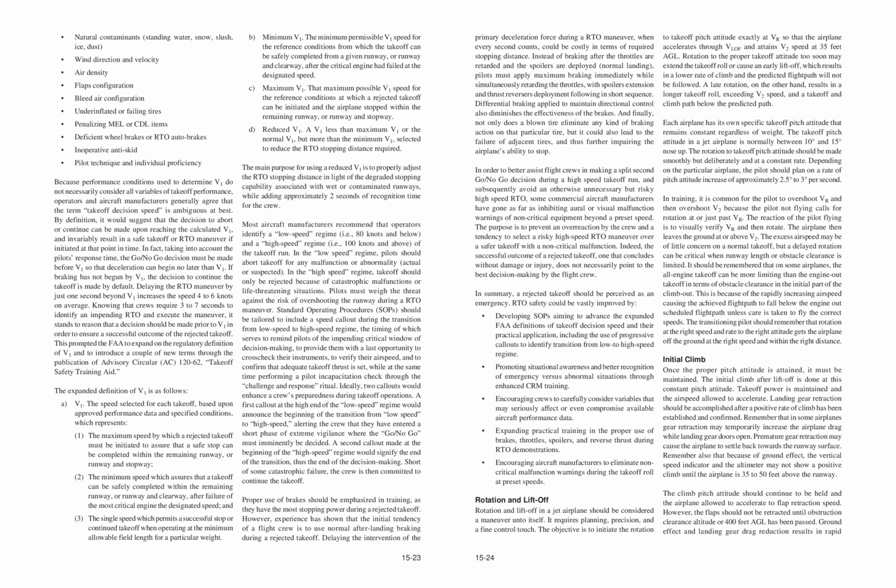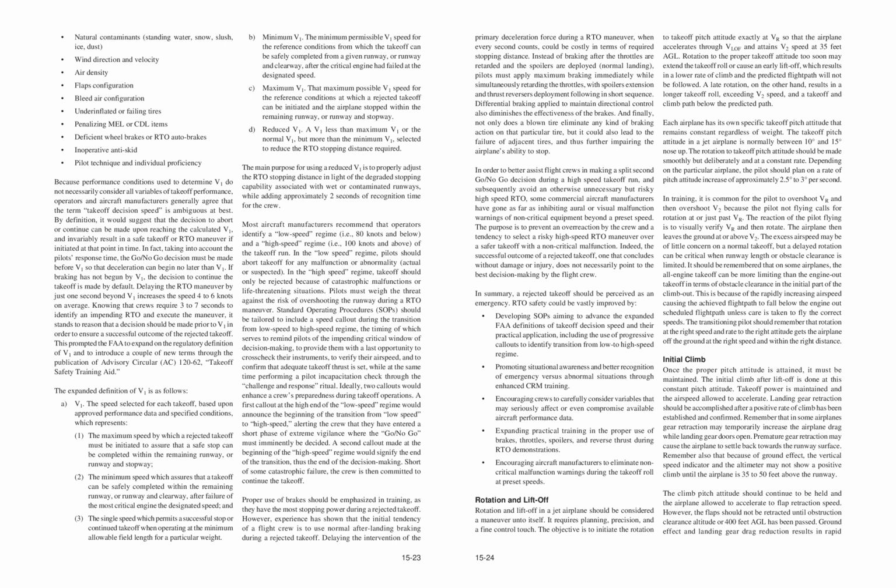Most aircraft manufacturers recommend that operators identify a low-speed regime, i.e., 80 knots and below, and a high-speed regime, i.e., 100 knots and above, of the takeoff run. In the low-speed regime, pilots should abort takeoff for any malfunction or abnormality, actual or suspected. In the high-speed regime, takeoff should only be rejected because of catastrophic malfunctions or life-threatening situations. Pilots must weigh the threat against the risk of overshooting the runway during a RTO maneuver.